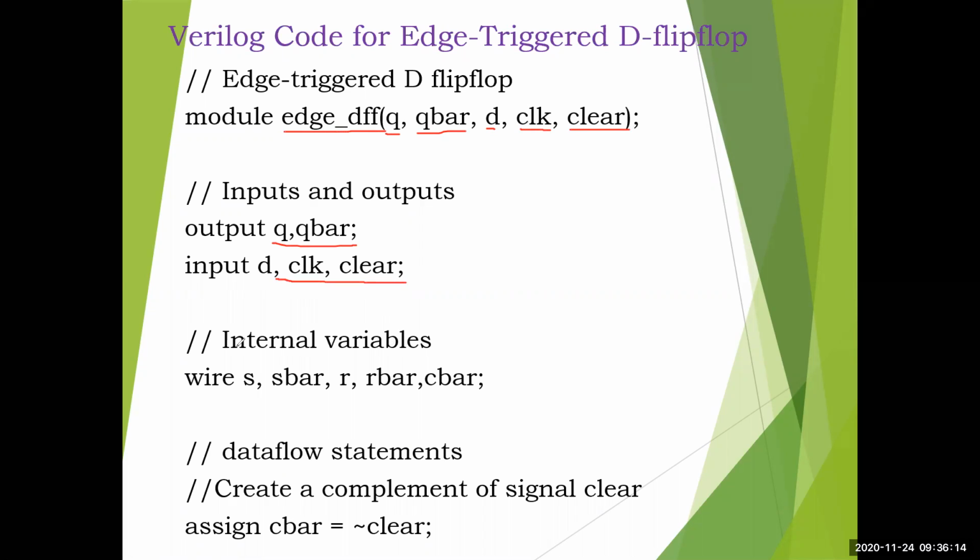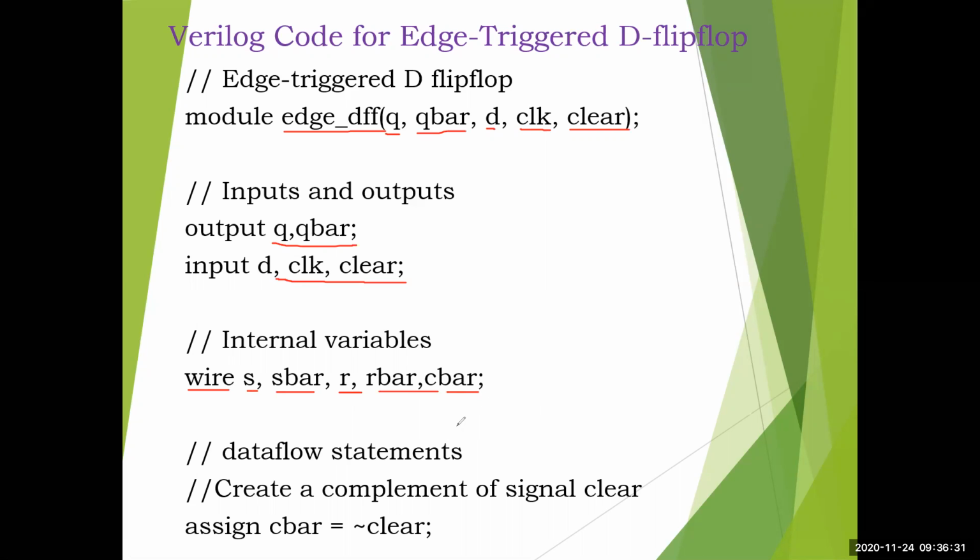Then there are some intermediate variables we have used in the gates, right? That we need to declare using wire. So S bar, R bar, S, R, and the output of clear, which is C bar. So these 5 signals are declared as wire.